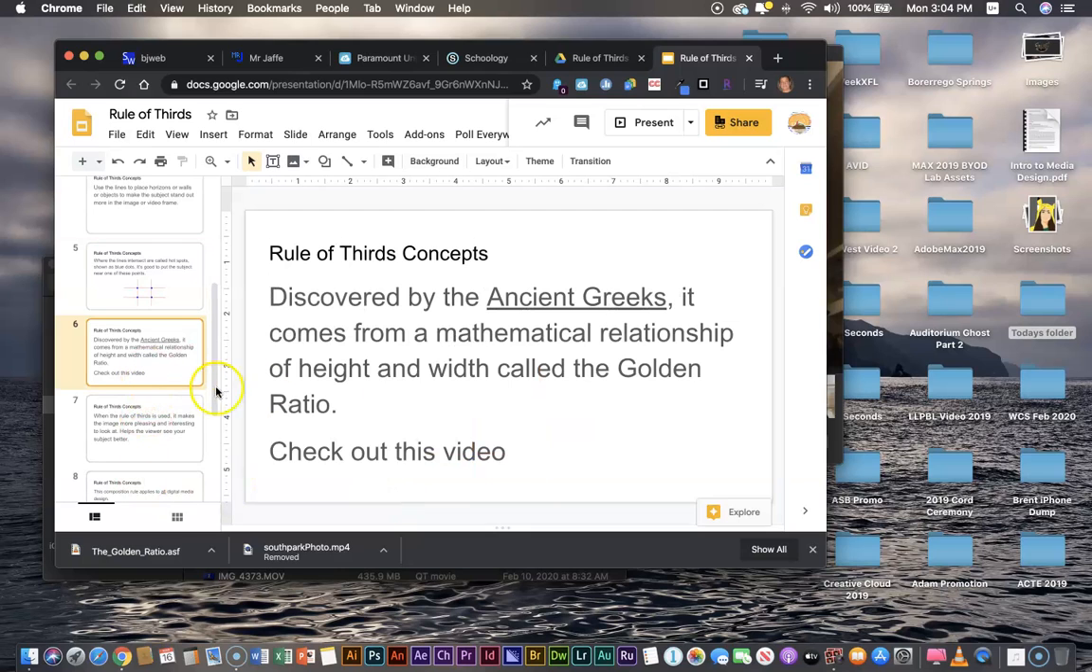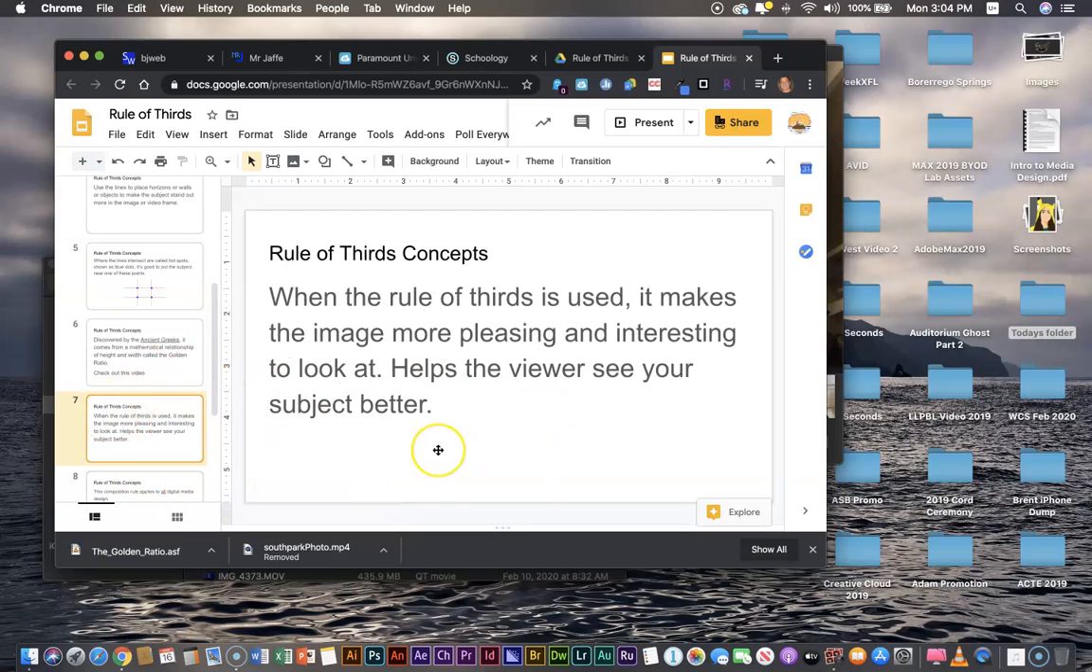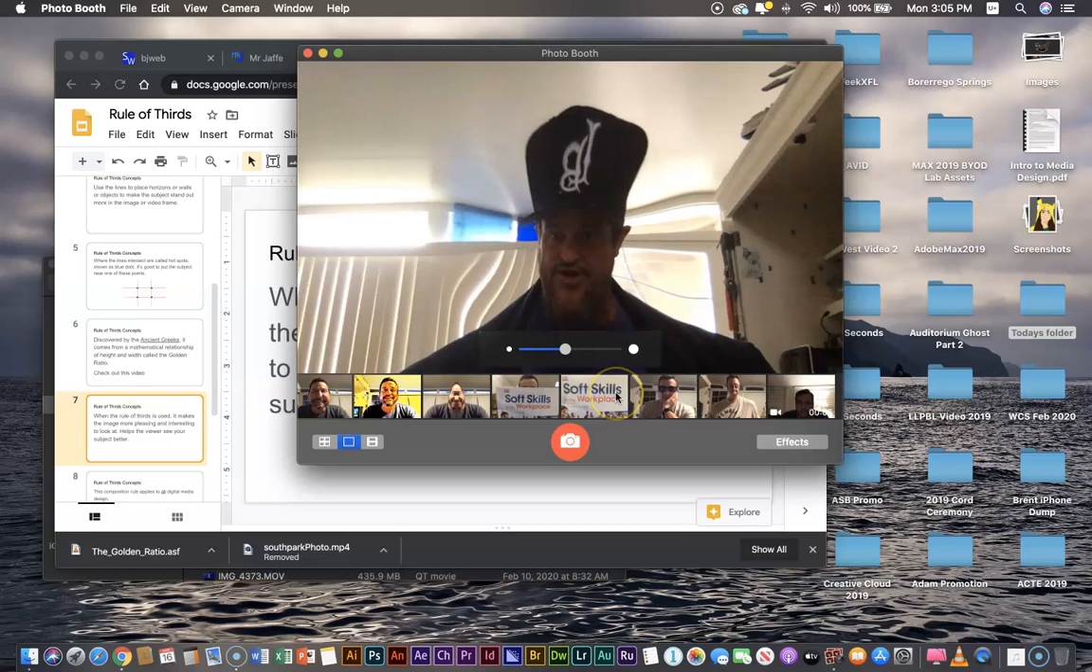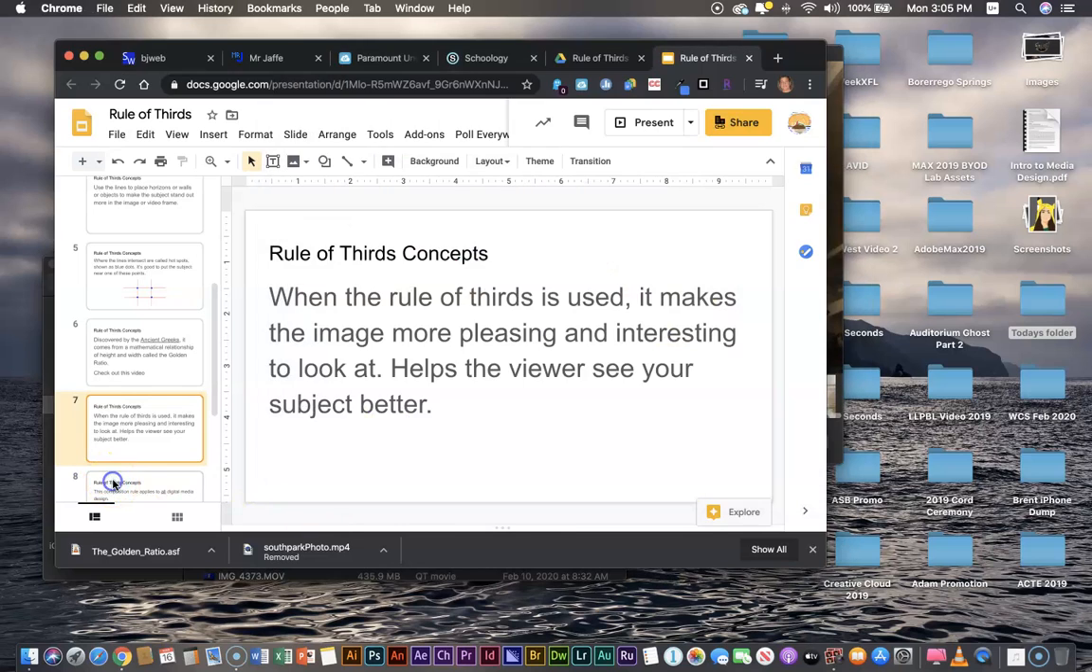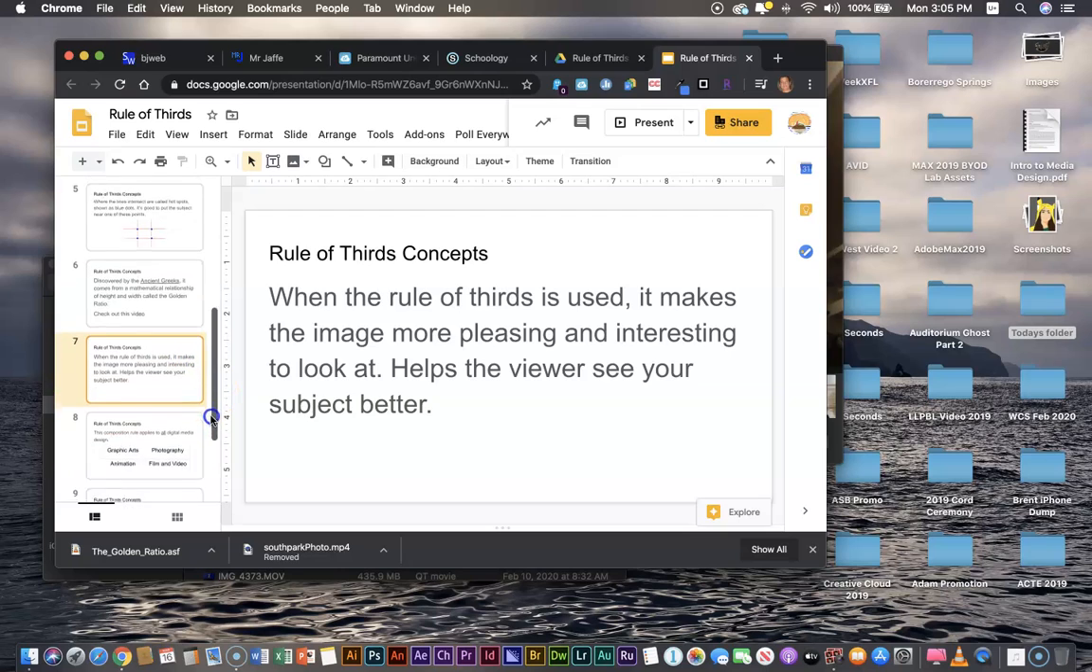All right, moving along here. So again, when we use the rule of thirds in our composition and our framing, it's going to make the image look more pleasing and interesting to look at. This also helps the viewer see your subject better, so you tell a better story. You tell a better story when you use the rule of thirds. Okay, so we always want to tell good stories.